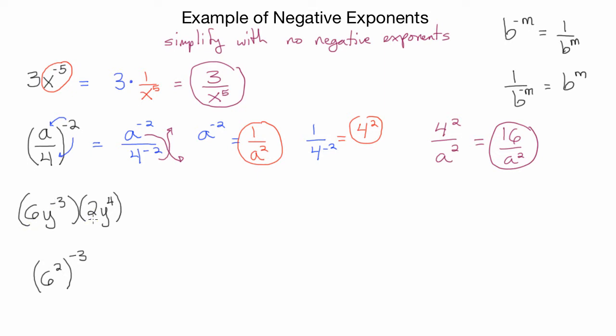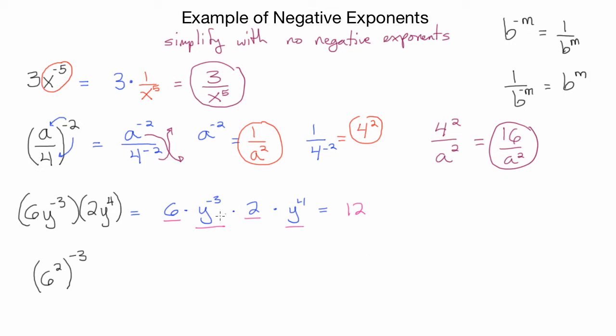6y to the negative third times 2y to the fourth. So if I write that all out in expanded form, we've got 6 times y to the negative third times 2 times y to the fourth. All right, since it's multiplication, the order doesn't matter, the 6 times 2 part makes 12. That's pretty easy to get. But now we have y to the negative third times y to the positive 4. So how do I deal with that?